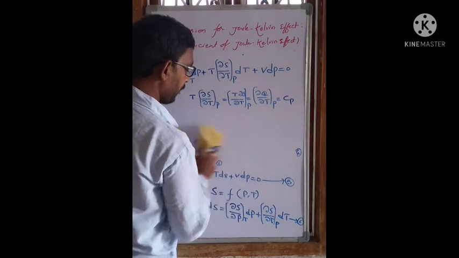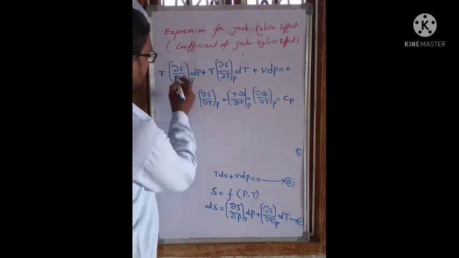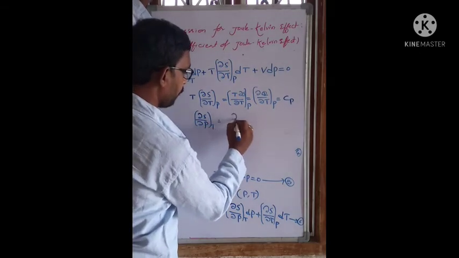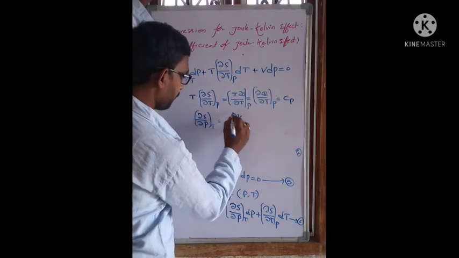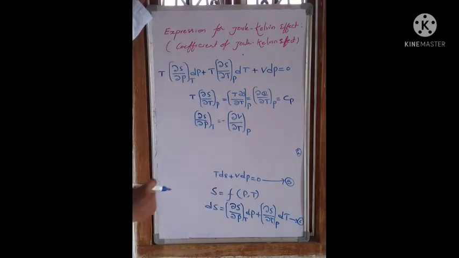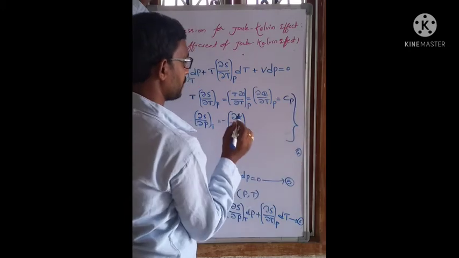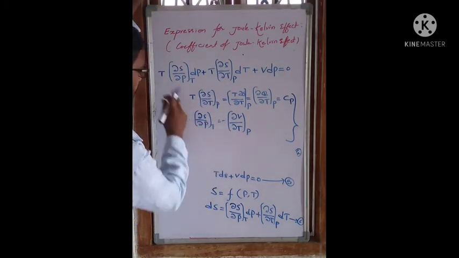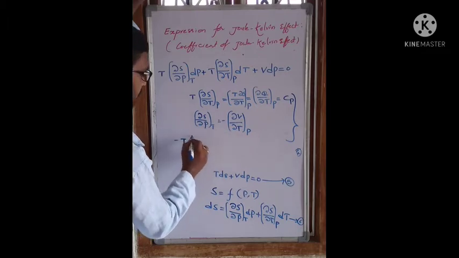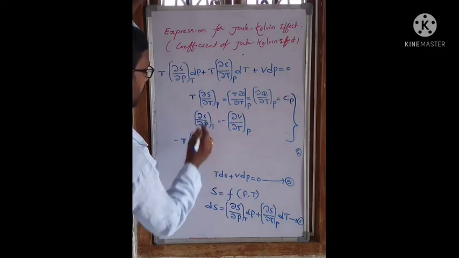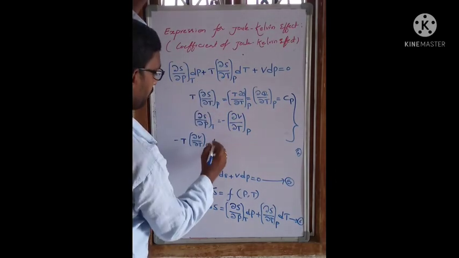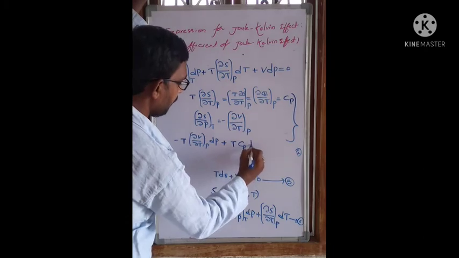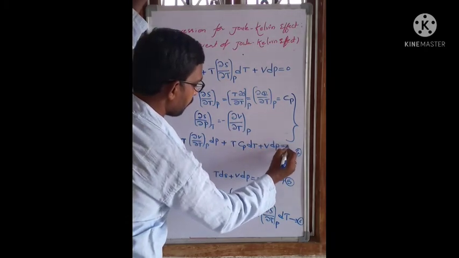And one more thing: according to Maxwell's thermodynamic equations, dou S by dou P at constant T can be written as minus dou V by dou T at constant pressure. Substituting both of these in the above equation, we finally get T into minus dou V by dou T at constant pressure P, dP, plus Cp dT, plus V dP equal to 0.